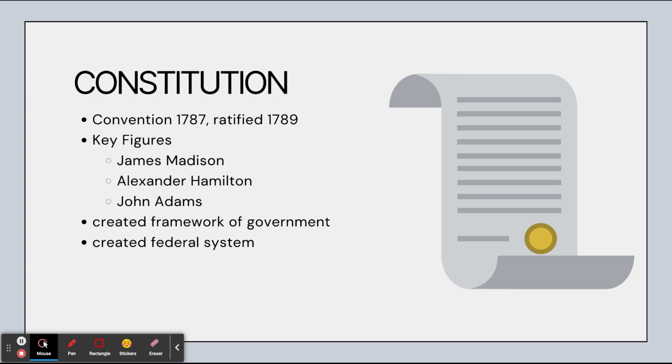More specifically, it created a federal system. We'll talk more about the federal system in a moment, but a federal system is defined as a government which includes a separation of power between the federal government and the state governments. So when you look at Article 4 of the Constitution, it talks about the division of power between the federal government and the individual states.